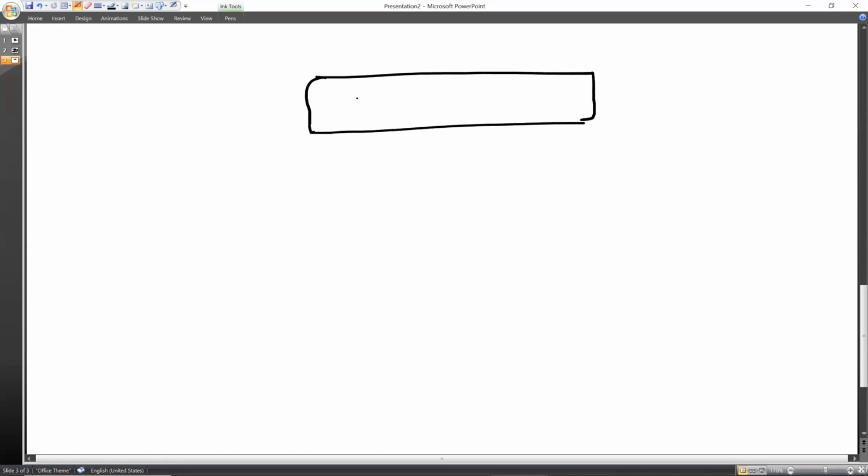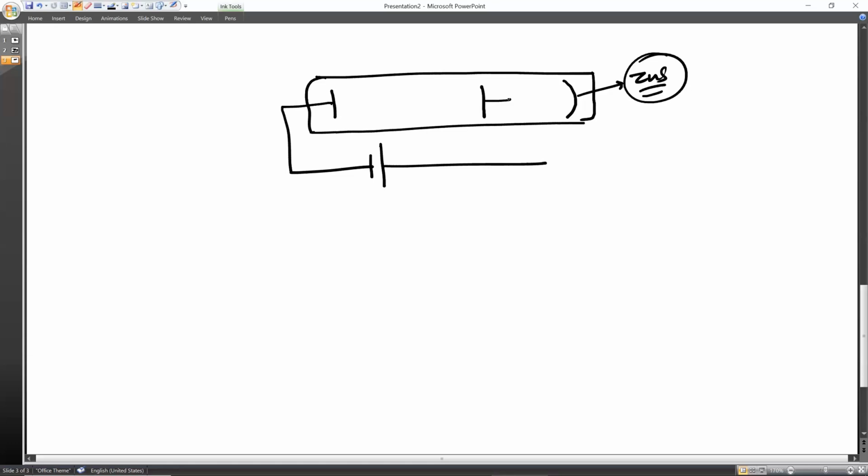And here is a zinc sulfide screen present. What is the role of this zinc sulfide screen, ZnS? We can say that when the charged particles strike it, it glitters. And this is the basic structure of this apparatus.